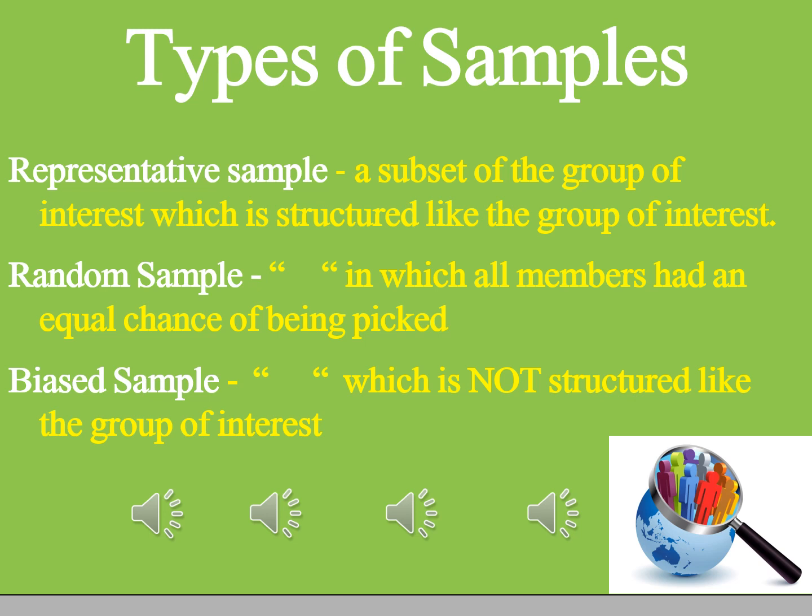So let's consider the three basic types of samples. To make your life easier, I'll start off each definition with the same phrase, since all three are for samples. Let's start with representative sample. It is a subset of the group of interest, or if you prefer, you may put a subset of the population, which is structured exactly like the group of interest.